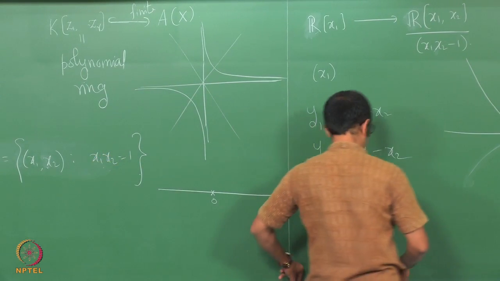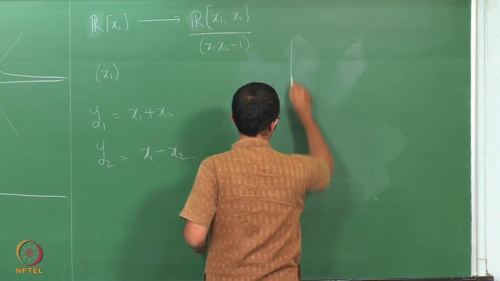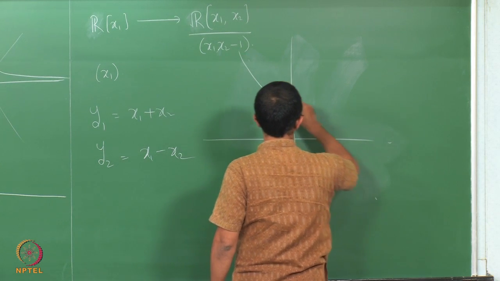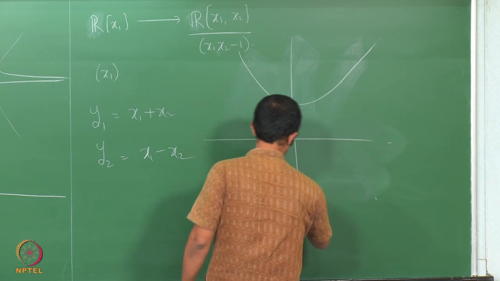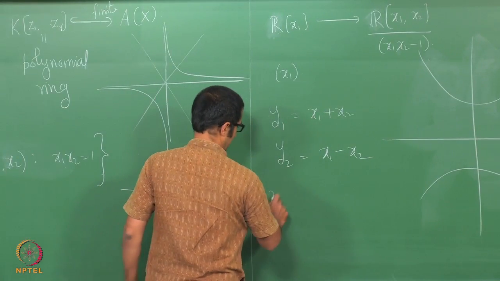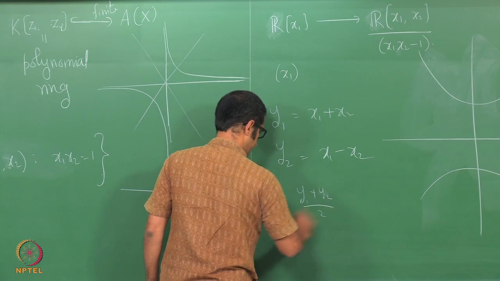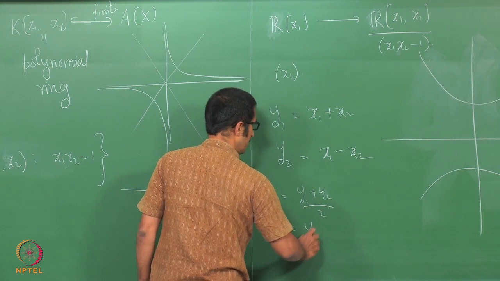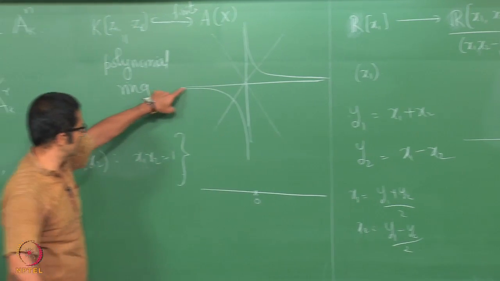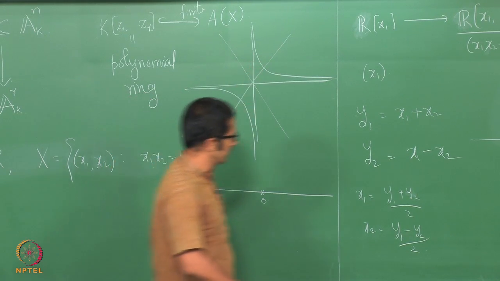Oh, at 1 not 0. So, this is like this. At 1 it comes twisted by 45 degrees, because what is x 1? x 1 is y 1 plus y 2 by 2, and x 2 is y 1 minus y 2 by 2, right. So, the axis, this is this line and the other one is this line. So, it is basically 45 degrees.